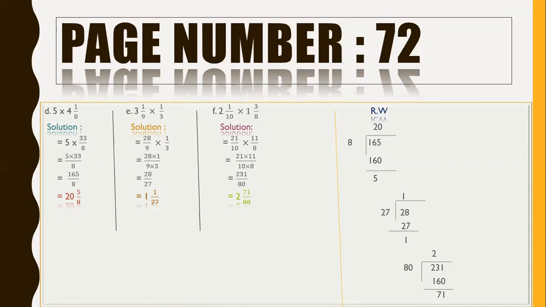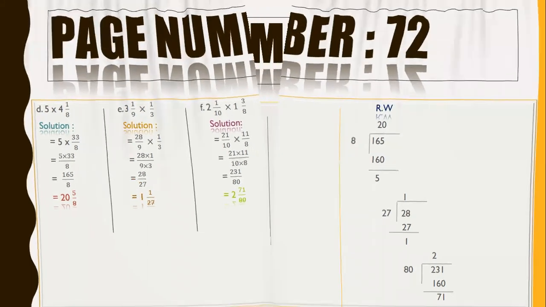Part F is 2 whole number 1 over 10 multiplied by 1 whole number 3 over 8. Convert these two mixed fractions into improper fractions. The first fraction will become 21 over 10 and the other one will become 11 over 8. Now these are two simple fractions. After the multiplication, 231 over 80 is there. And after the division, you see that 2 whole number 71 over 80 is the required mixed number, which is our answer.